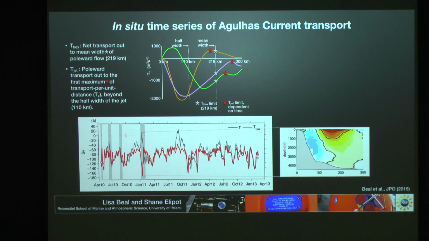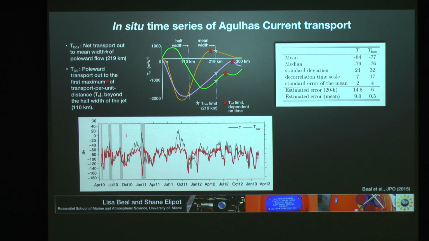So there's arguments, you know, for one or the other measure. I would argue that T-jet is trying to remove a lot of the eddy variability, right, and just concentrate on the transport variability, the true transport variability in streamwise coordinates. That's what we're really trying to do here. So what we find is that we have a mean transport of 84 Sverdrups from T-jet and 77 from T-box. And again, these go into some of the statistics, and I encourage you to look at the paper if you're interested in more of those.